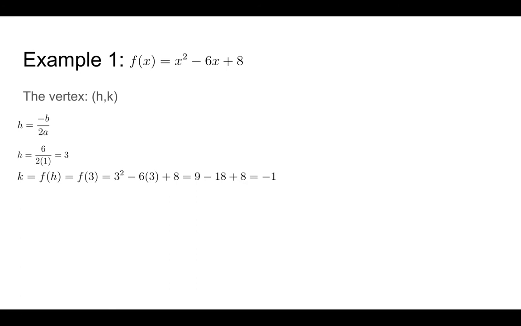To find the y-coordinate, you always take that h you just found and plug it back into the function. So we evaluate f of 3. Check these details on your own, but plugging 3 back in, we get -1. So our vertex is the point 3, -1.